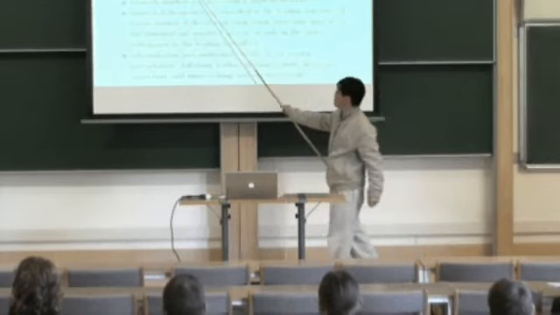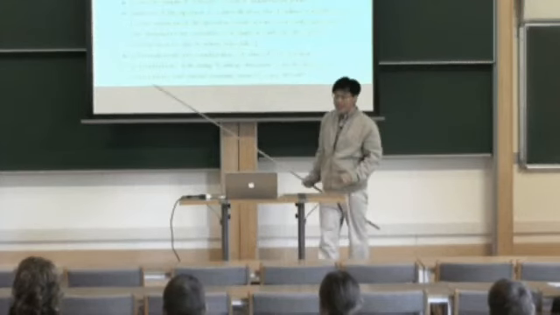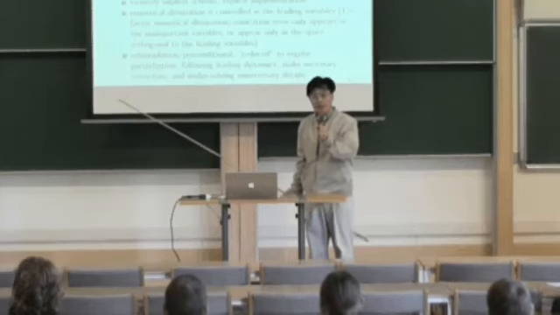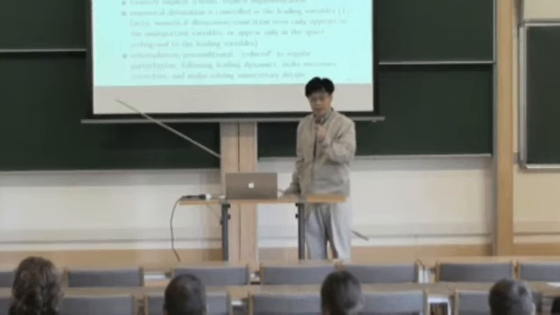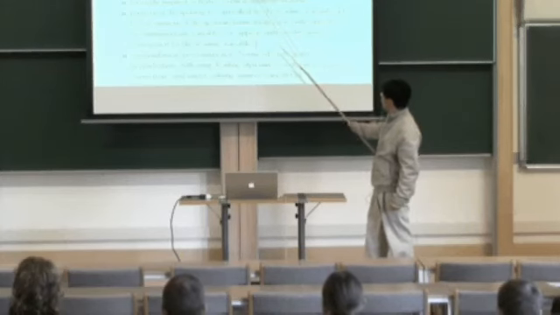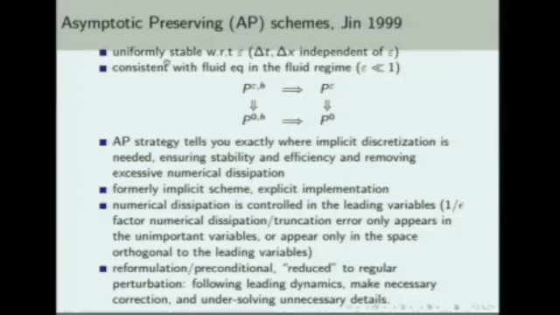So really what we try to look at in AP strategies is to tell you exactly which terms you can take implicit, so you use the minimum possible implicit terms such that you get the right behavior. That's what we like to do for efficiency, for stability, and also to remove the numeric dissipation. Many of the schemes formally are implicit. I'll give you more examples so you will see what it means. But importantly, when your realization is completely explicit, that is the efficiency here.